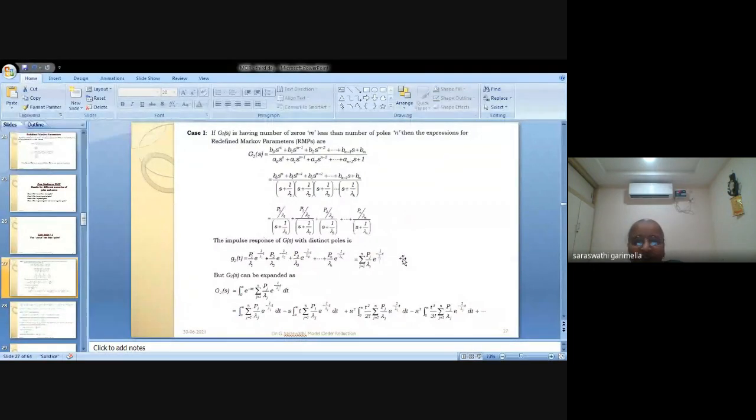Then the impulse response will be like this, because I told you this is a laborious process for Markov parameters, because instead of lambda 1, you will get a reciprocal of lambda 1. So you have to use all lambdas with their reciprocals. If you use reciprocals, then naturally when you do differentiation, you will get, means in the denominator you will have lambda 1s.